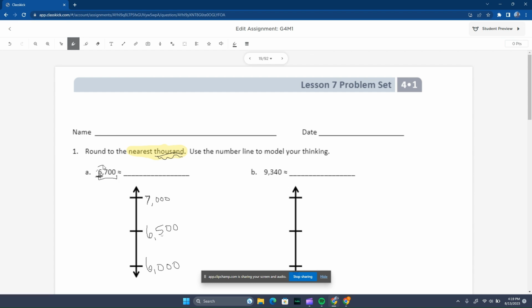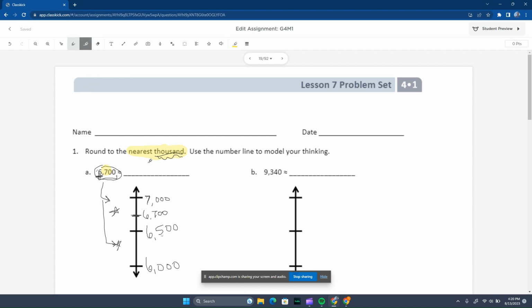So what we need to do is determine where 6,700 would be on this vertical number line. And really, we're just looking in two places. Would it be here above 6,500, so in between 6,500 and 7,000, or would it be down here between 6,000 and 6,500? So the key here is to take a look at your amount of hundreds. In our provided number in letter A, we have a 7 in the hundreds place, and that would be above 6,500. So 6,700 would probably be right here.